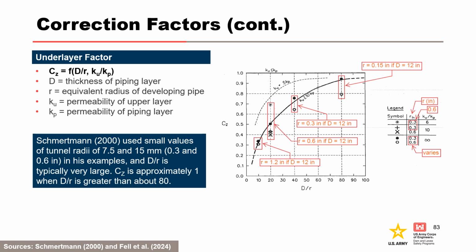Similar to the Sellmeijer method, Schmertmann's method also accounts for a multi-layer foundation, where the piping layer is underlain by a higher permeability layer. The critical hydraulic gradient decreases when the piping layer has a higher permeability underlayer due to the increased flow into the piping layer. It is obtained by a graphical solution.